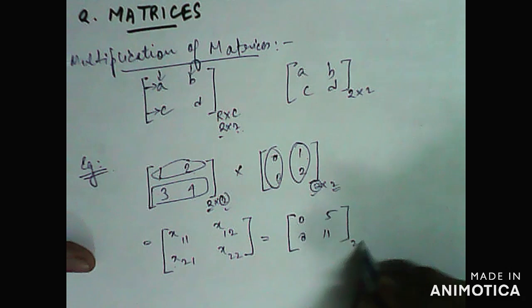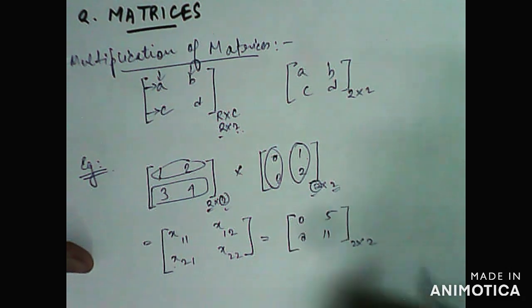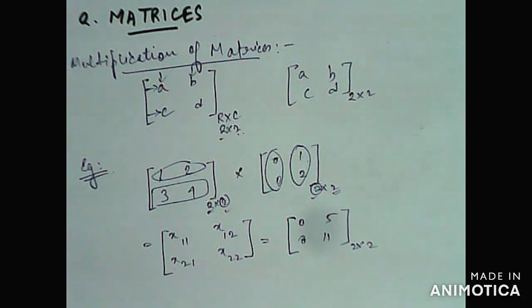So see, it is also a 2 cross 2 matrix because it has 2 rows and 2 columns. So this was a general idea about the multiplication of matrices, which I hope is clear because of this example.